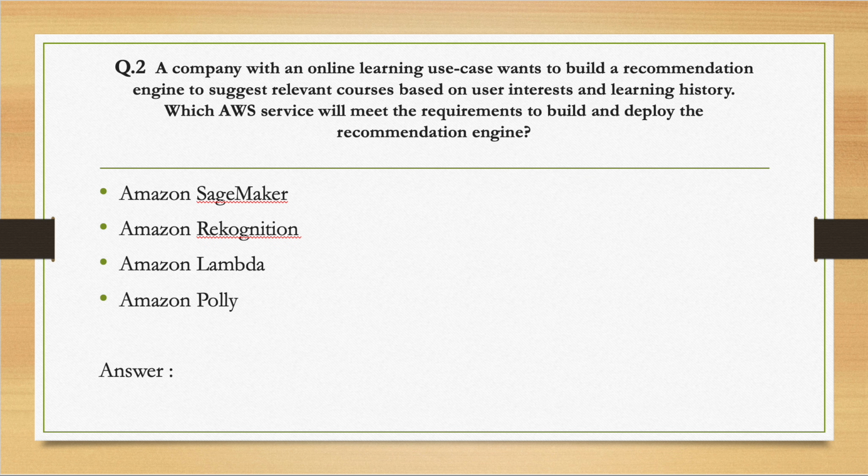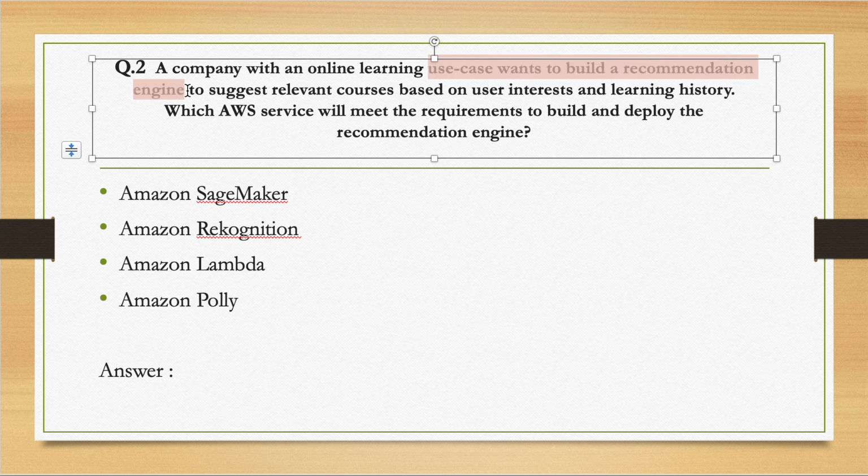Moving ahead, the second question is: a company with an online learning use case wants to build a recommendation engine to suggest relevant courses based on user interest and e-learning history. Which AWS service will meet the requirements? Basically, it wants to build a recommendation engine, which means it's asking you to build an ML model. Looking at the user's previous data, it will suggest which courses the user can buy.